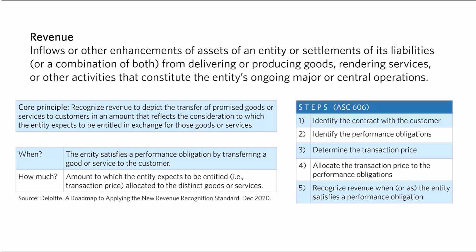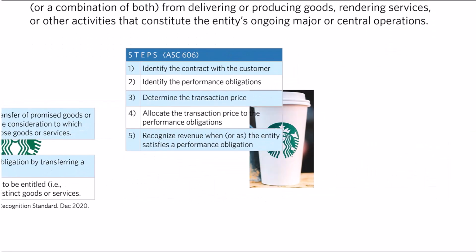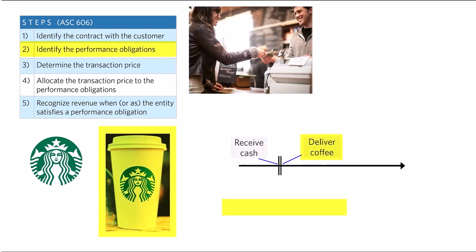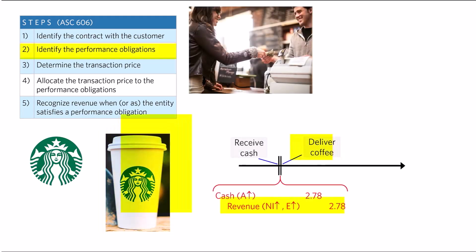The Accounting Standards Codification for revenue gives the specific steps for revenue recognition and details on each step. Let's first look at an easy example, selling coffee for cash. The performance obligation is giving the coffee, and the price of the coffee is the price, so say $2.78. The reason for the weird price will become apparent in a few minutes. There's nothing to allocate because there is only one performance obligation, and we recognize revenue when Starbucks provides the coffee.